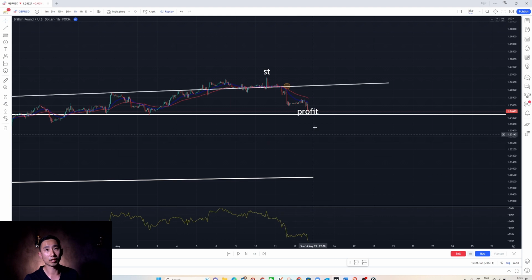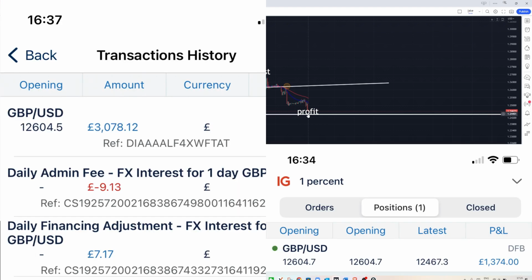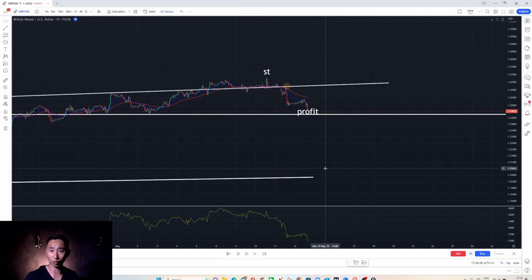Okay, so as you can see, that's where I took my profit on Friday at 4 o'clock, exactly on my profit area. Did I have a crystal ball to project that? No, I did not. It is just following my trading system.